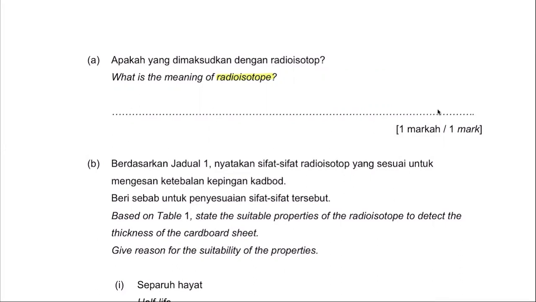Whatever you have learned in science lower form, you will use that knowledge again to answer the questions for Physics Form 4 and Form 5. So that's why you have to revise back. Take out your science lower form revision book again and search for all the parts involving physics, because later on it will be asked again for SPM. So what is the meaning of radioisotope?